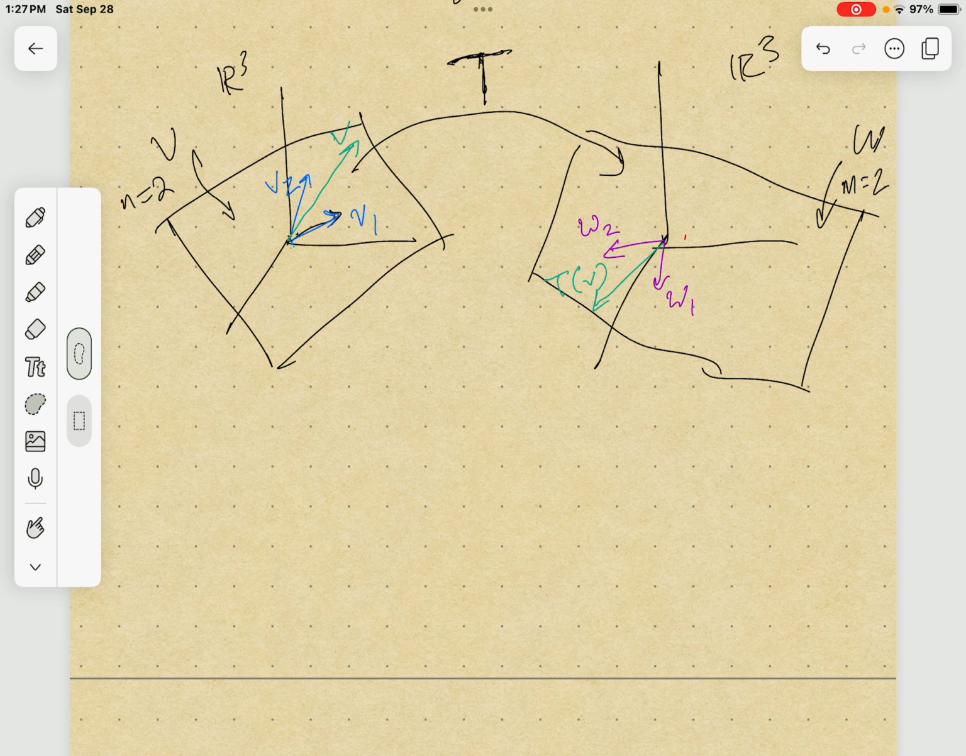Oh wait, sorry, I take that back. Excuse me. I have some vector V, and it's going to go to some vector W, to some vector T of V. Okay, which actually could be out here. The thing is that I was assuming, I shouldn't have been doing that. I was thinking that V1 would go to W1 and V2 would go to W2, but that's not the case, right? I just have a basis for V and a basis for W. Okay.